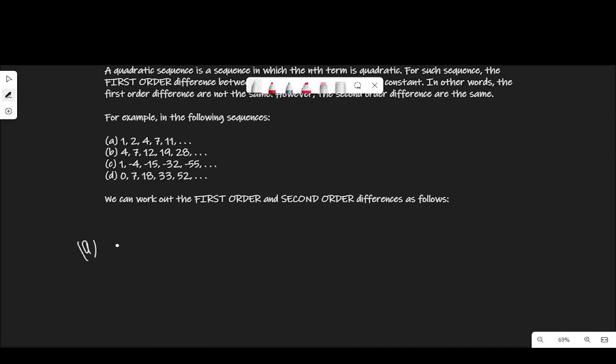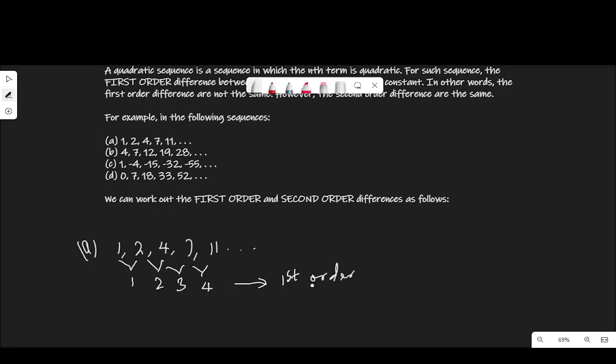We have 1, 2, 4, 7, 11, and so on. The difference between 1 and 2 is 1. The difference between 2 and 4 is 2. The difference between 4 and 7 is 3. And the difference between 7 and 11 is 4. You can see that these first order differences are not the same because the sequence is quadratic.